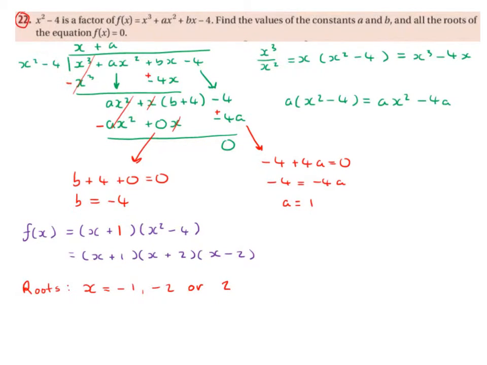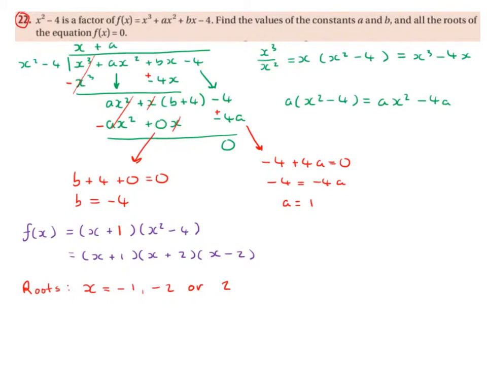So we take the highest power of x inside the bus stop, which is x cubed, divided by the highest power of x outside the bus stop, which is x squared, and x cubed divided by x squared gives us x. So we write x on top of the bus stop. Then we do x by x squared minus 4, which gives us x cubed minus 4x, which we're going to write underneath the bus stop. We put the x cubed directly underneath the x cubed. We leave a space here because we don't actually have an x squared term, and write the minus 4x underneath the bx. So we're going to change the signs.